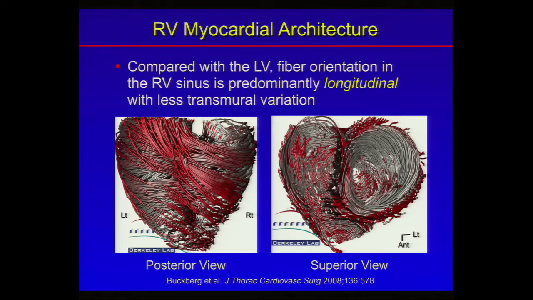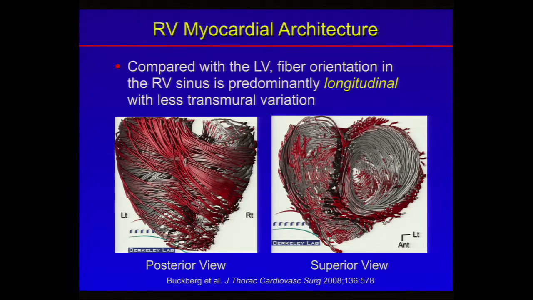Compared with the left ventricle, the fiber orientation in the right ventricular sinus is predominantly longitudinally arranged. There's less transmural variation. The left ventricle is characterized by three layers, circumferential, oblique, and longitudinal, while in the right ventricle there are mostly two layers, and they're mostly oriented in a longitudinal fashion, which has important implications for how the right ventricle functions.